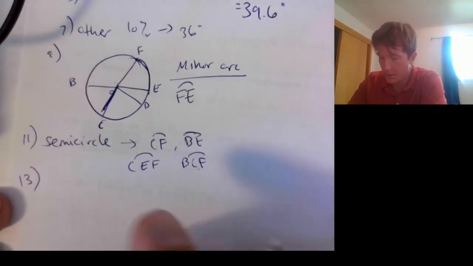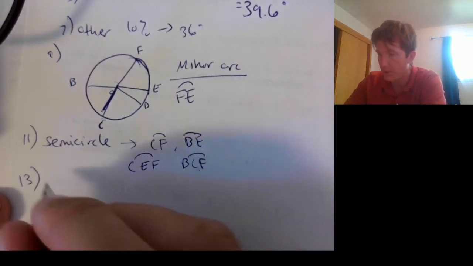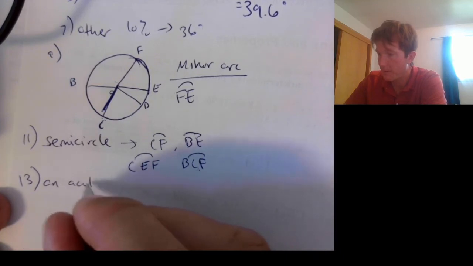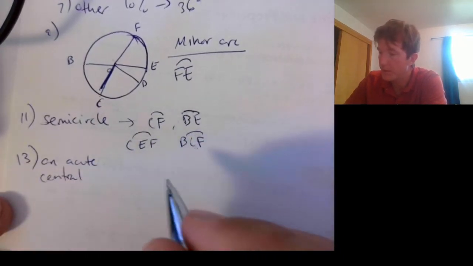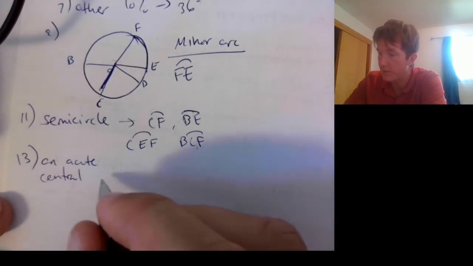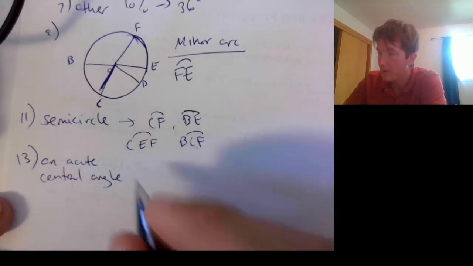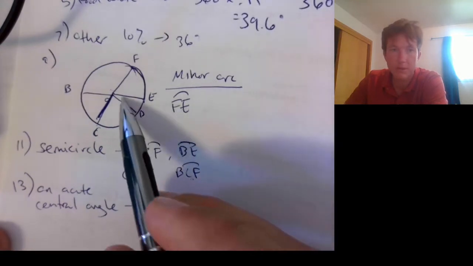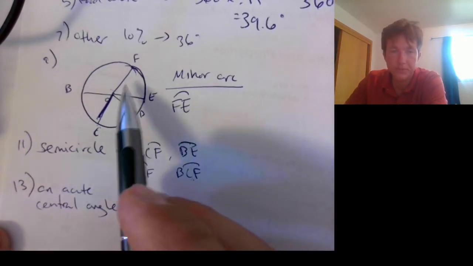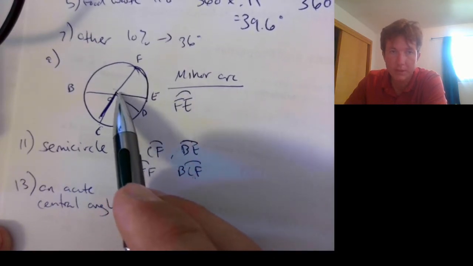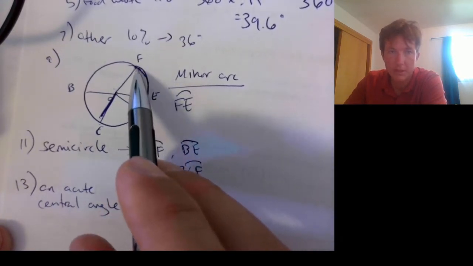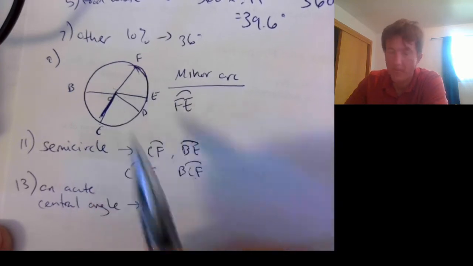Number 13, an acute central angle. So we want to find an acute central angle. Acute, remember, is less than 90 degrees. And the central angle is going to be from the origin. Each side of the central angle will head out to the points on the circle.